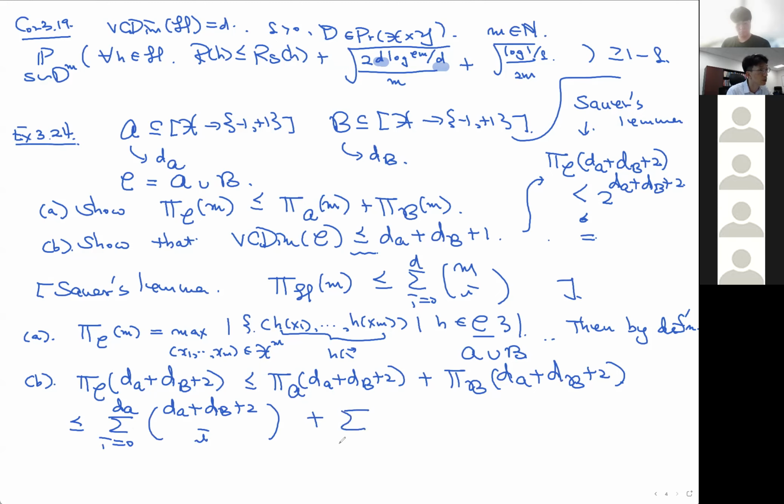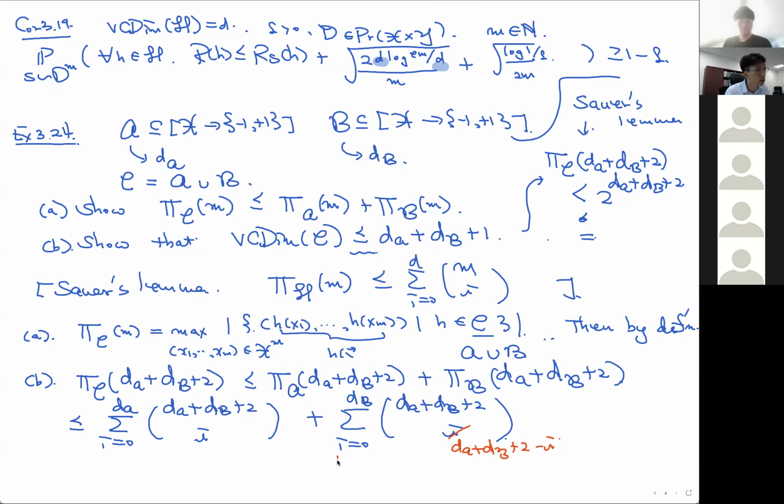And then the second Sauer Lemma says that from 0 to dB, dA dB plus 2 choose I. The one thing that we can immediately do is that choosing I elements from dA plus dB plus 2 is the same as choosing dA plus dB plus 2 minus I. Then this entire term now becomes the same as adding everything up to dA plus dB plus 2, where we start with dA plus 2.